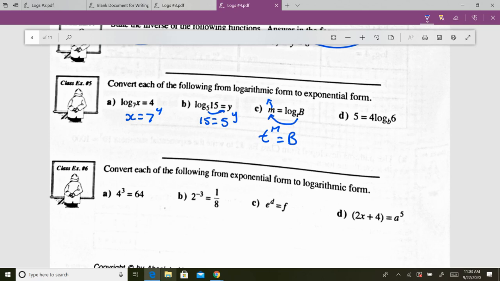With that 4 in front of it, right? You need to make it look like these things first. So divide off the 4. So then what does it look like? B to the power of 5 over 4 is equal to 6.